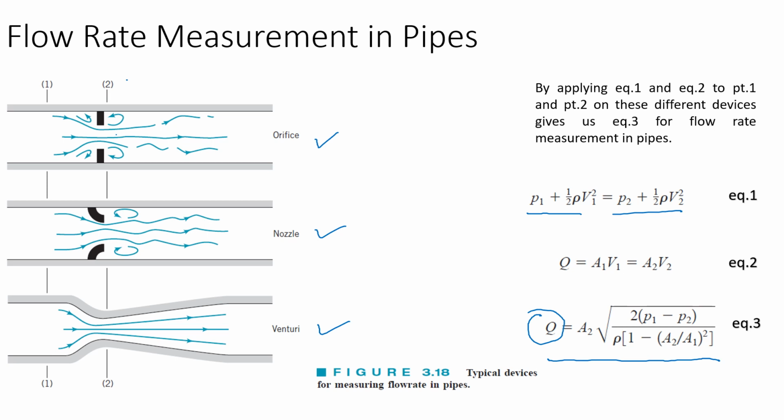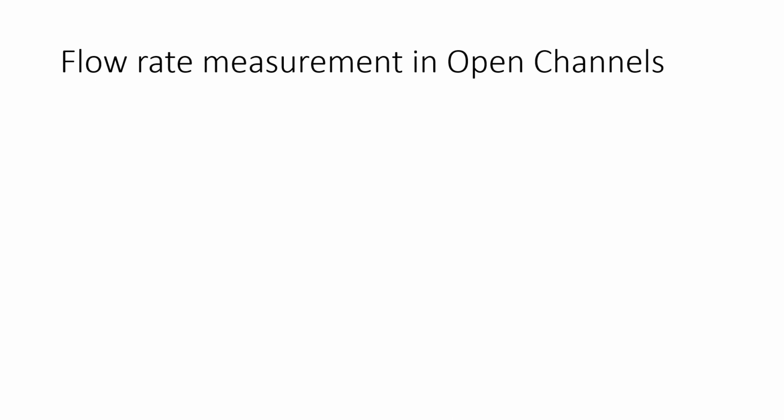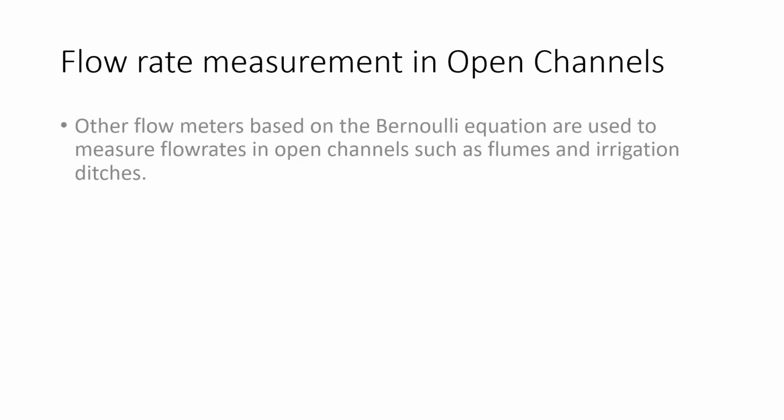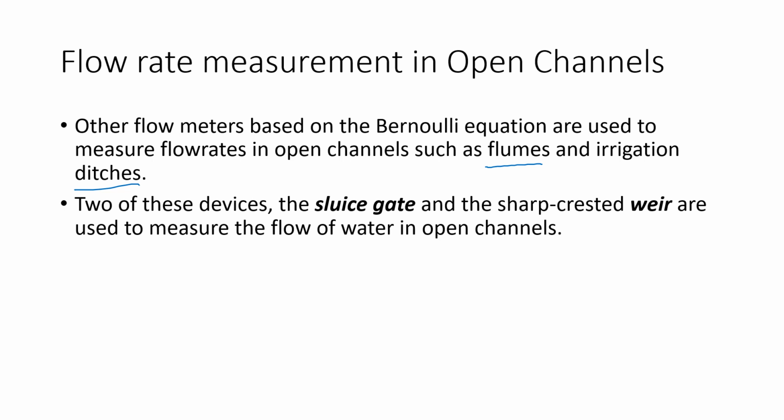Now moving on to the part where we measure flows in open channels. Flow rate measurement in open channels like your rivers, your canals, your barrages can be done by using the Bernoulli equation. These Bernoulli equations are used to measure flow rates in open channels such as flumes and irrigation ditches. The two flow rate devices that we are going to discuss are the sluice gate and the weir. These are not the only two devices that are used. Other devices are also used, but most commonly the sluice gate and weir are used to measure the flow rate in open channels. So let's look at the sluice gate.